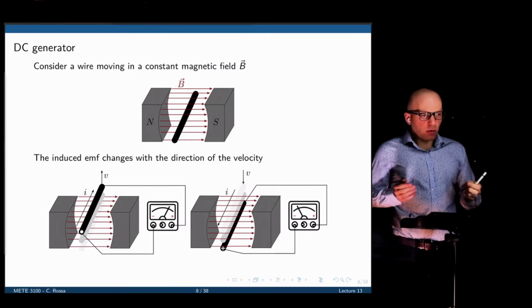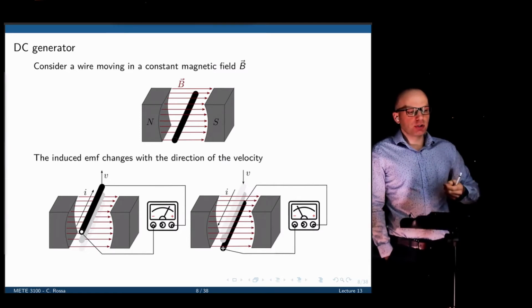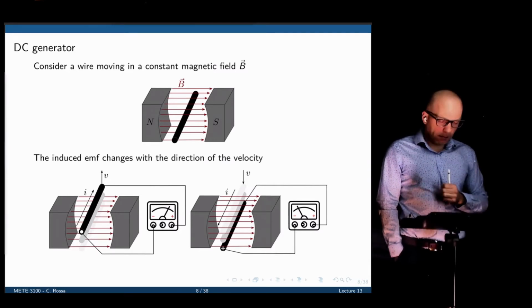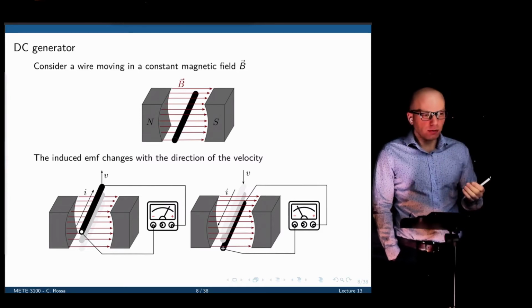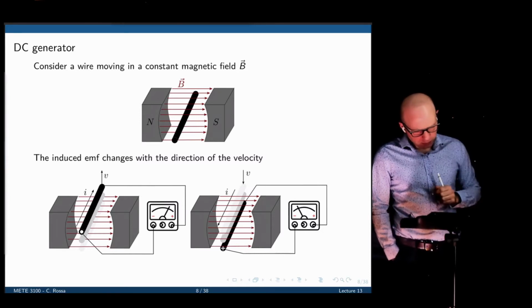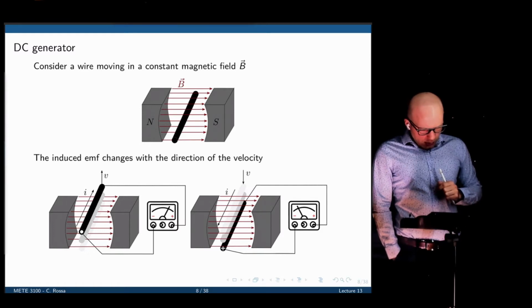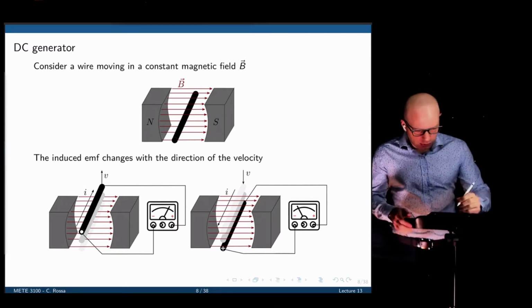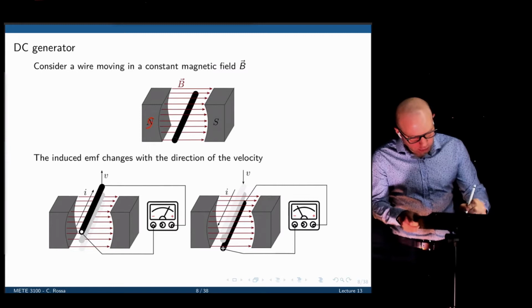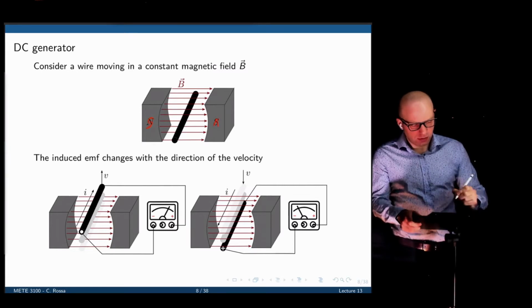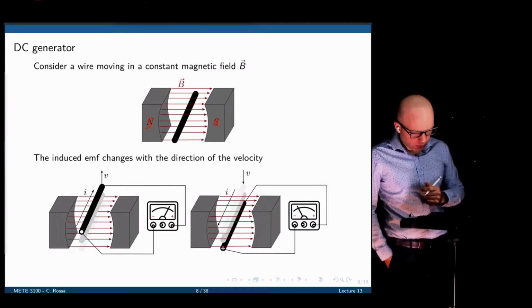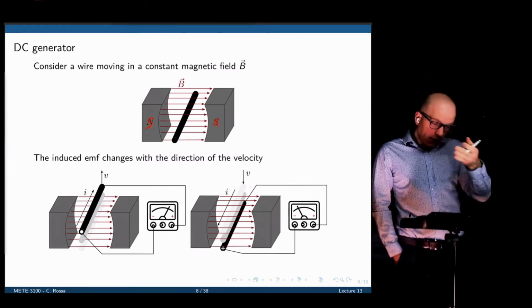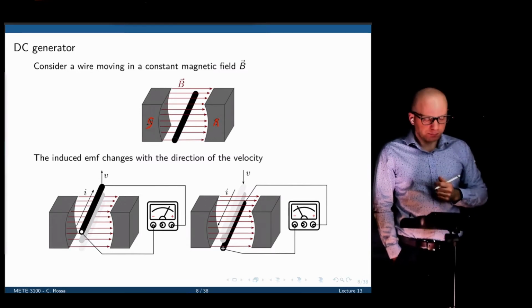Consider this case now where we provide a magnetic field using a set of magnets. We have a north and a south pole. These lines should be reversed. Actually, by definition, we go from south to north, but for the purpose of our analysis, it doesn't really matter. And we have then this constant magnetic field B.